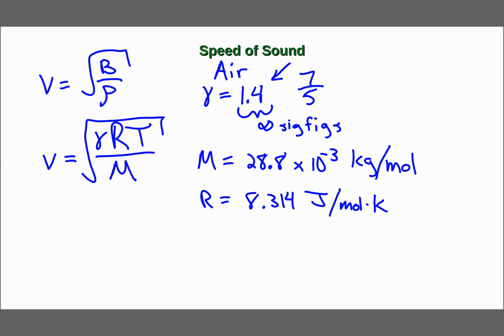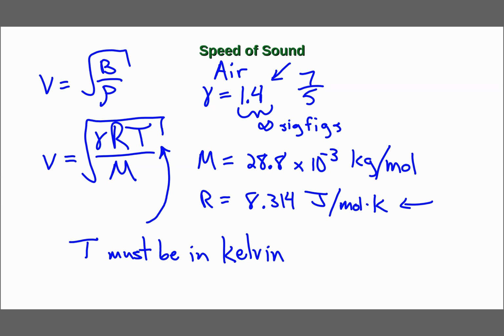And so now notice, R here, I've given you a constant, and it's in terms of joules per mole Kelvin. And we know in this class, because we do unit analysis all the time, we're very keen to these kinds of things, right? We're very keen to what units things have. And so that tells me immediately the temperature in this equation, if the units are going to work out, must be in Kelvin, right? So T must be in Kelvin in this equation, okay?